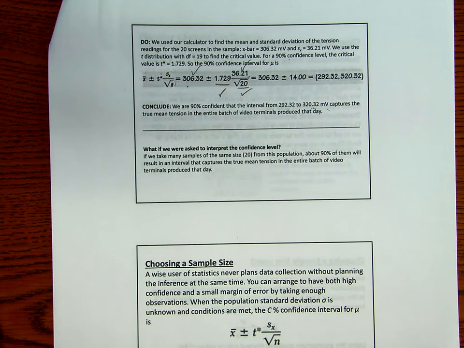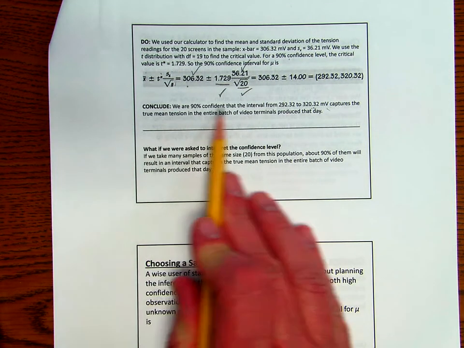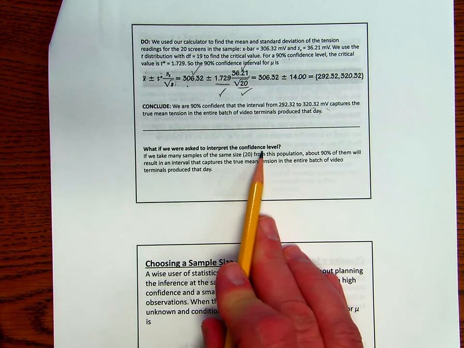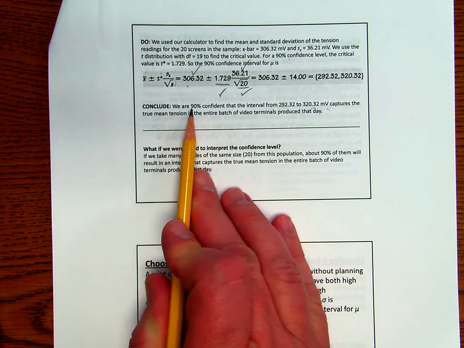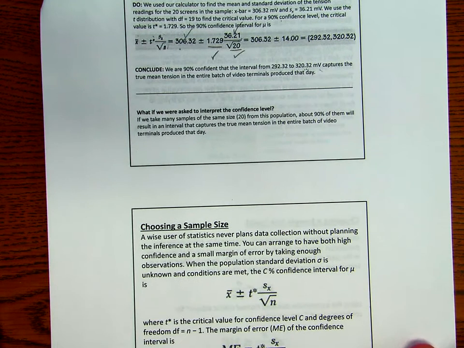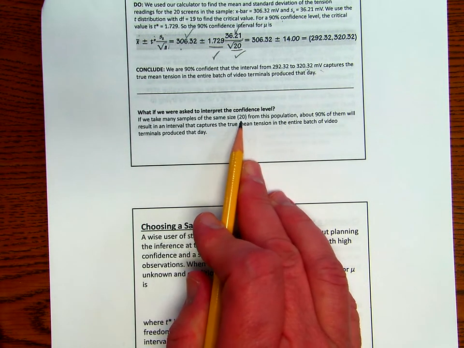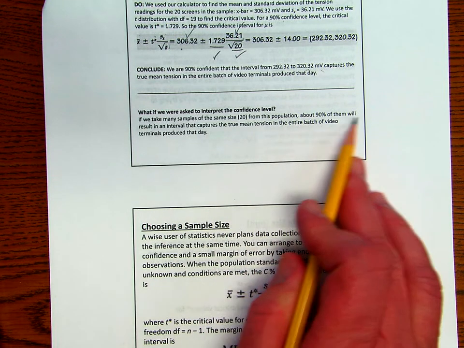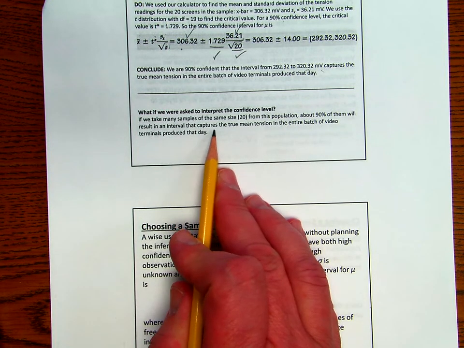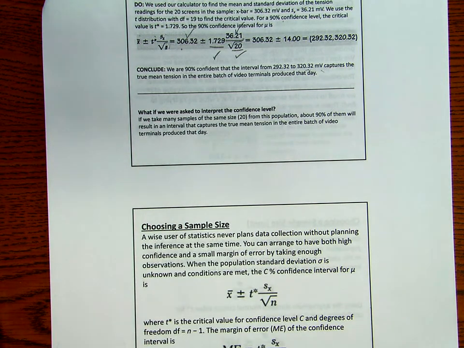All right, circling back a little bit to section 8.1. This would be interpreting the interval. What if they asked you to interpret the level? Interpreting the level means you're interpreting that 90% number. What would that wording look like? If we take many samples of the same size, in this case 20, from this population, about 90% of them will result in an interval that captures the true mean tension of the entire batch of video terminals produced that day.